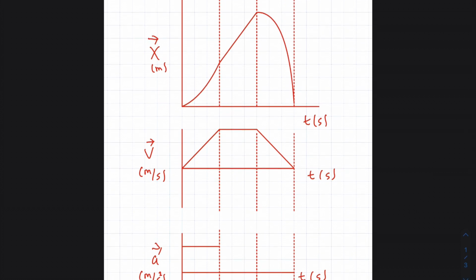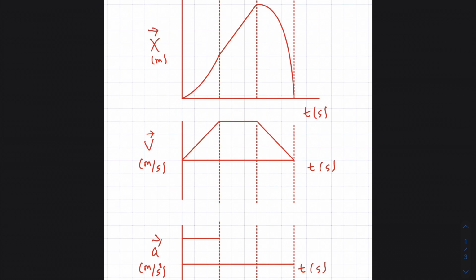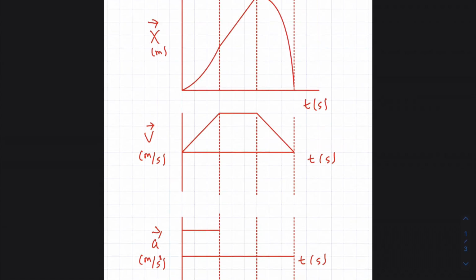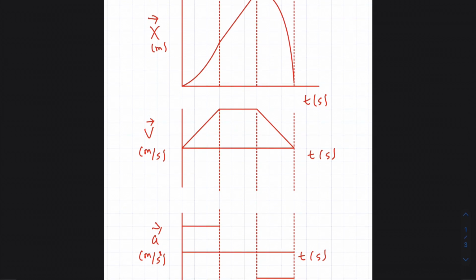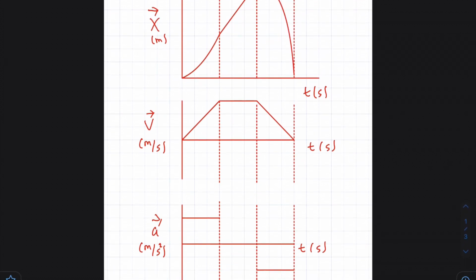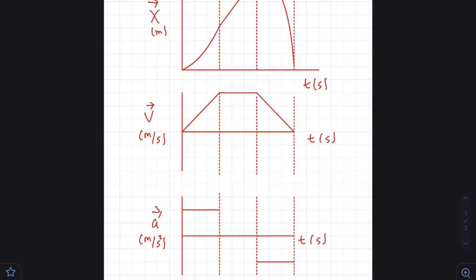For the velocity time graph, my velocity will be increasing, then it will stay constant, then it will decrease. Finally, for my acceleration, I will experience acceleration for the first part, the second part I won't, and for the third part I will, but in the opposite direction.